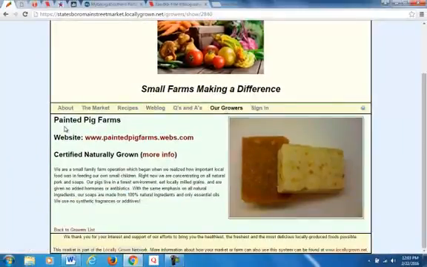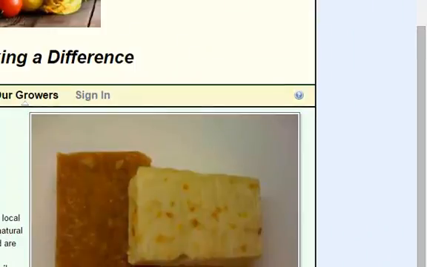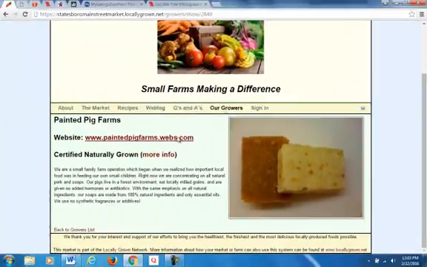Okay, so I actually started looking at another farm called Painted Pig Farms, and they're actually naturally grown certified. So that would be one of the farms that I'd start investigating and see why it is they chose to use natural ingredients, and how is it that they're able to make a profit on using natural ingredients while others don't.